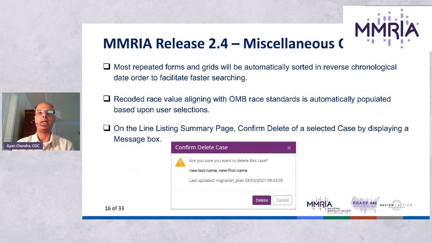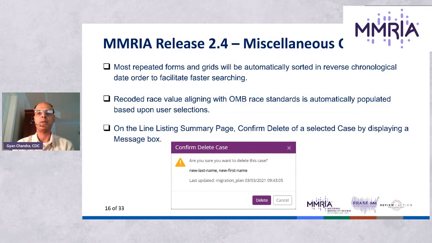In order to aid faster searching, most repeated forms and grids are now automatically sorted in reverse chronological date order, with the most recent date being displayed first. Also, instead of having to click on the OMB race recode button after specifying the various race multi-select picklist options, now the race recoding is done automatically as users make various picklist selections.